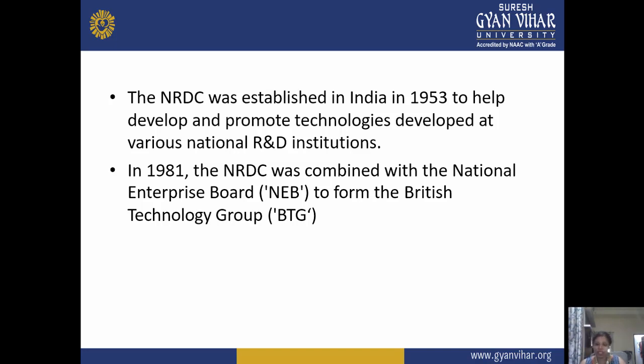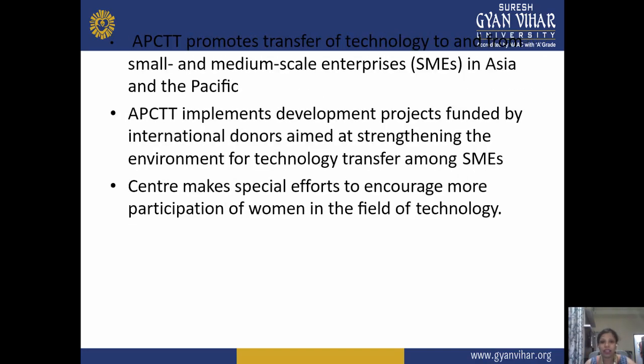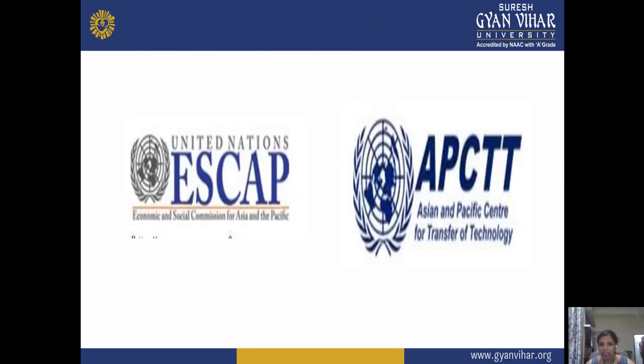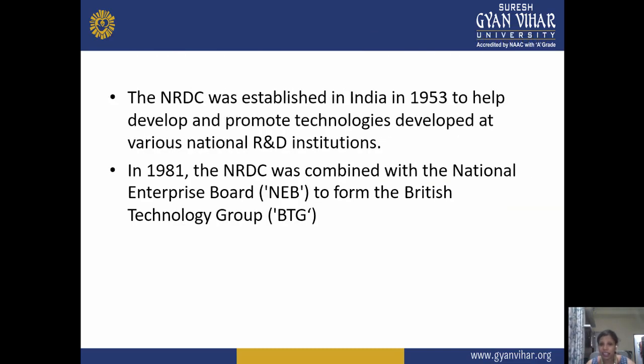It was established in India in 1953. As we have discussed about the APCTT, you can see that APCTT started in 1977. That is, we can say that NRDC started previous to the APCTT. It is 1977 and it is 1953. Okay, so in 1981 the NRDC was combined with the National Enterprise Board, NEB, to form the British Technology Group.